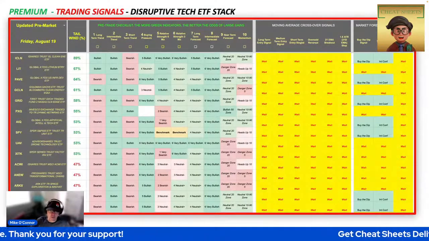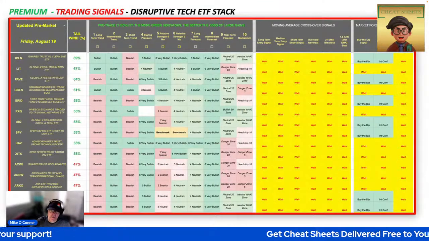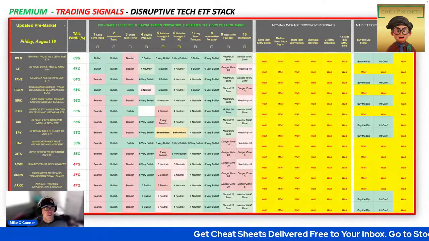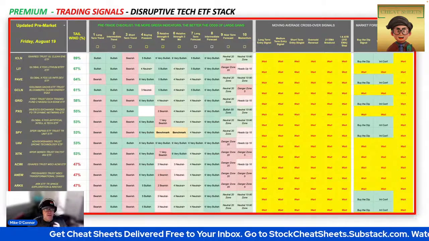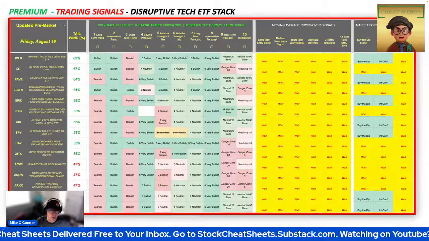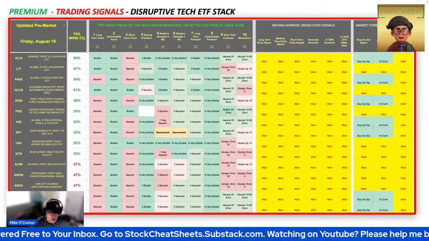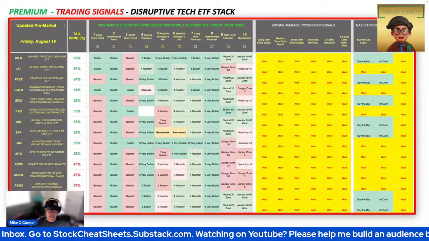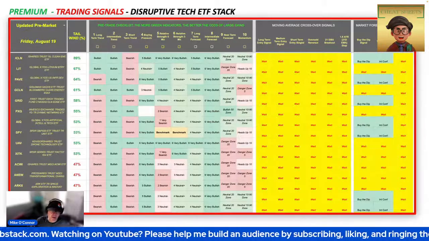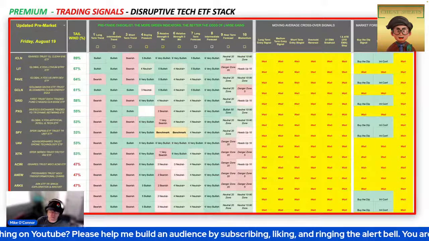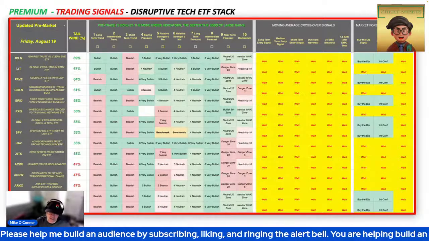Then we have the disruptive tech stack, where you're going to see probably the most danger zones. This is everything from clean energy and lithium and infrastructure to the power grid, you name it. It's a narrow category of tech, an ETF that controls some companies that specialize in disruptive, life-changing, game-changing software or hardware or some other technology.